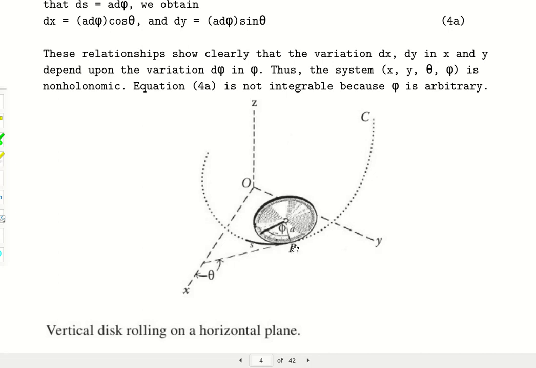So let us take the time t, where the bottom end of the disc is at point P. If you draw a tangent to the path, then it will make an angle theta with the x-axis, and after a time dt, the point P will shift towards your left side by an amount ds. For this motion, the angle phi will change by an amount d phi.